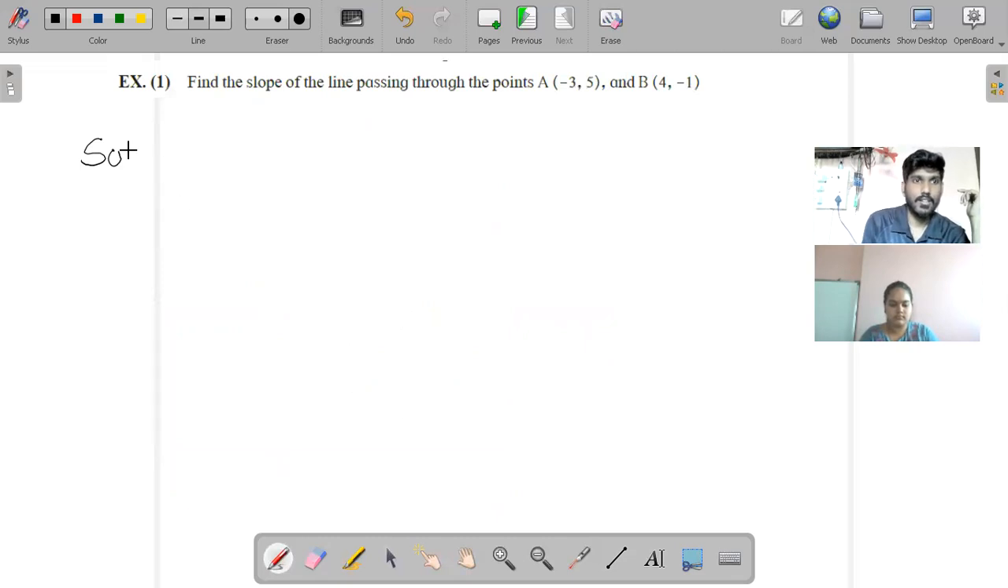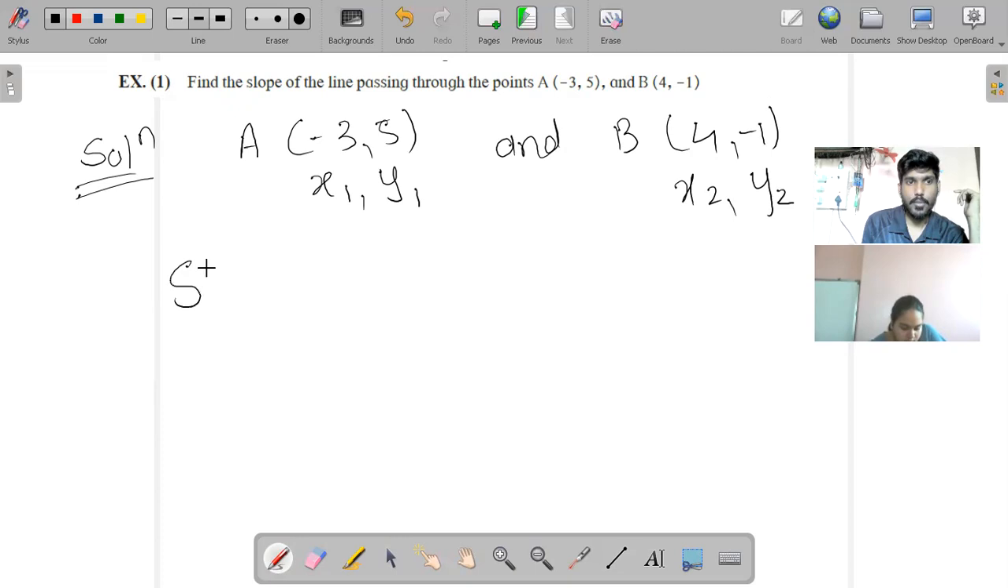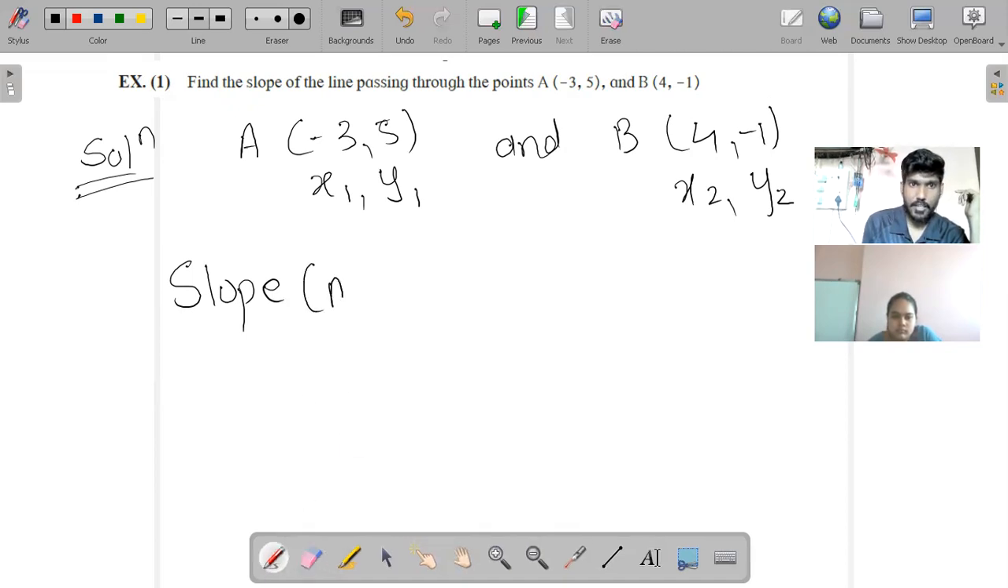Very good. So let's start with the solution. Here you take A, that is minus 3, 5, to be x1, y1. And you take B, that is 4, minus 1, to be x2, y2. Now you know the formula for slope. One more thing, slope is denoted by the letter M.